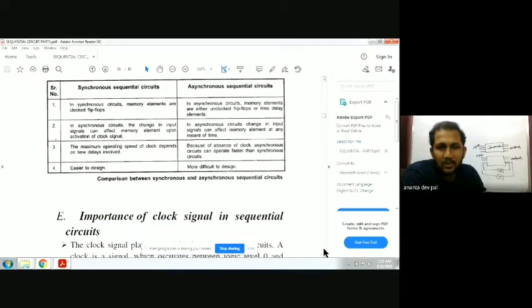In a synchronous circuit, memory elements are clocked flip-flops. In asynchronous, they are time delayed. In a synchronous circuit, a change in input signal can affect the memory elements upon the activation of the clock signal. In an asynchronous circuit, a change in input signal can affect memory elements at any instant of time. The maximum operating speed of the clock depends on the time delay involved. Because of the absence of a clock, asynchronous can operate faster than synchronous. There is no clock, so it is faster. Synchronous is easier to design, and asynchronous is more difficult to design. So these are the basic differences.